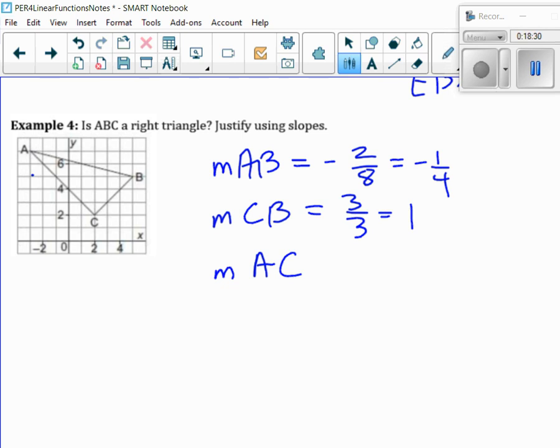Why is it negative? AB is going down to the right. Same with AC, it's going down to the right. It's going to be negative, right? So 1, 2, 3, 4, 5. 1, 2, 3, 4, 5. So down 5 over 5 is negative 1. Ooh, so which ones are the negative reciprocals?